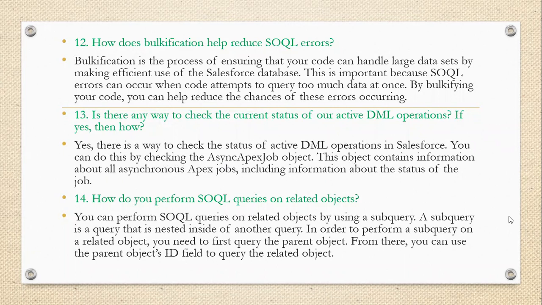This is the object and then the information about all the asynchronous Apex jobs, including the information about the status of the jobs. Next question: how do you perform SOQL queries on a related object? You can perform SOQL queries on a related object by using a subquery.